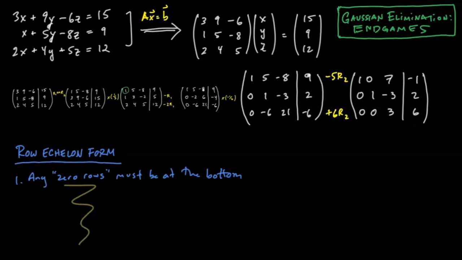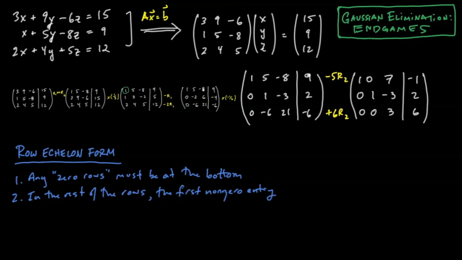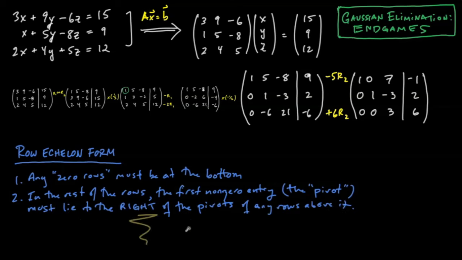First, any 0 rows, in other words, rows consisting entirely of zeros, must be at the bottom. Well, there are no 0 rows here, so this first requirement is satisfied in a vacuous sense. As for the second, more substantial requirement, in the rest of the rows, in other words, the non-zero rows, the first non-zero entry, that's what we call the pivot in that row, must lie to the right of the pivots of any rows there are above it. And that's what we have here.